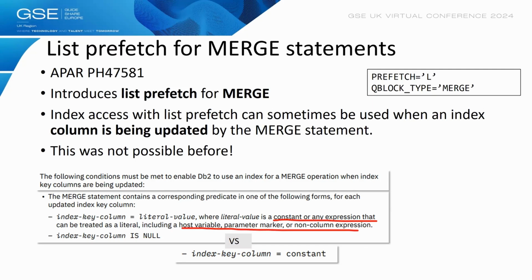I have these screenshots from the documentation, where I underscored that now you can even have a host variable, parameter marker, or non-column expression in the MERGE key column, versus in the past it was only a constant where an index could have been used. So this expanded it, or maybe made MERGE more useful for some applications. You can see on the top right, if you do EXPLAIN, you can see the prefetch, and even for the query block MERGE. So I found this useful.